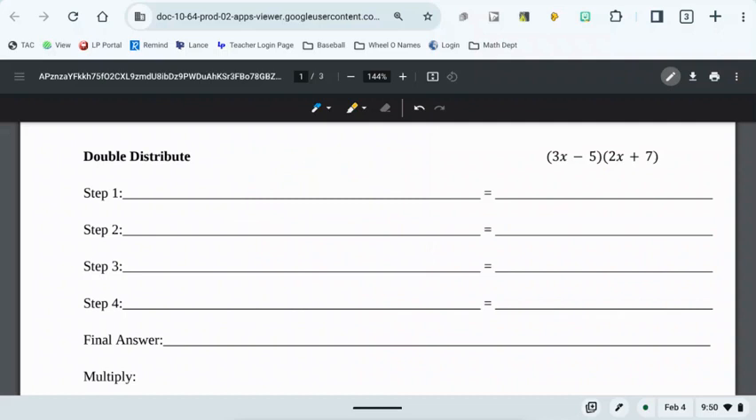So we're going to go through this step by step. Our first step is we need to multiply the first term by the first term. So that means 3x times 2x. So we're going to jot that down, 3x times 2x, and that equals 6x squared.